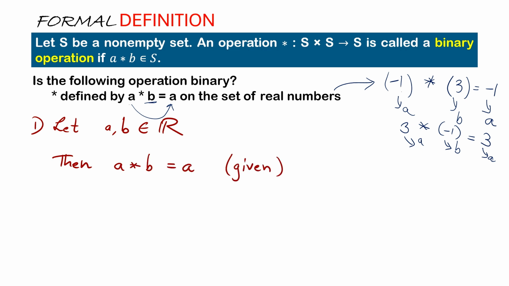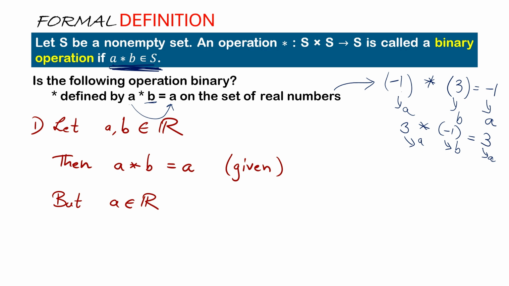Because we are taking any two elements from the set of real numbers. Now this is given to us, that A star B is equal to A. But then A belongs to the set of real numbers. What did we want? We wanted this condition to be satisfied, that A star B should belong to S.